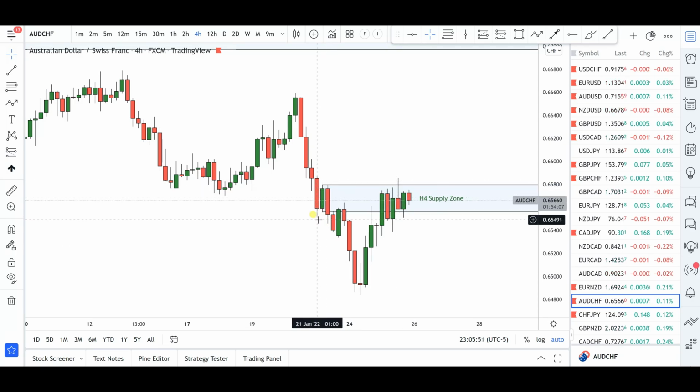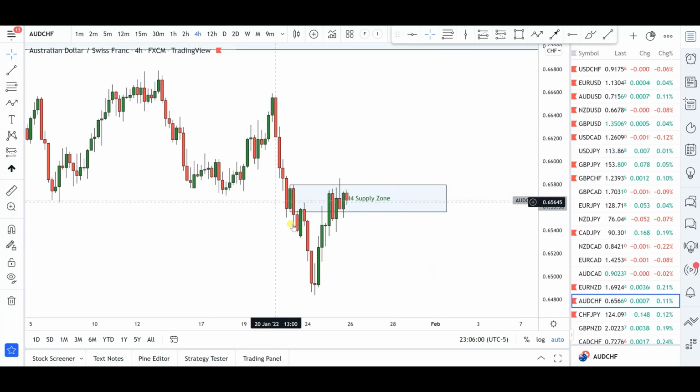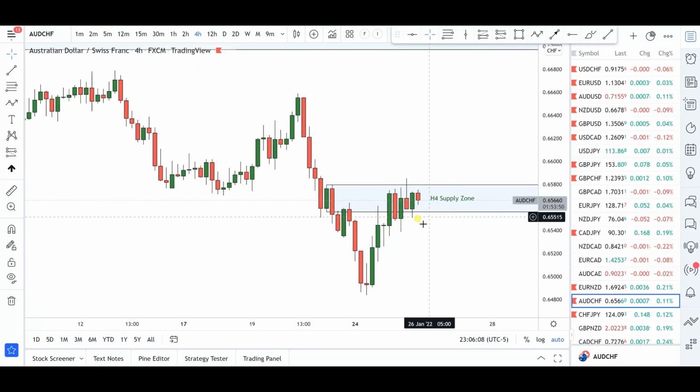You can see that we had this particular supply zone in here that led to the break of all these levels of structure that we have in here. All right, so right now we've gotten a retracement into the supply zone, and from here you can see that price is finding some resistance in that particular supply zone.